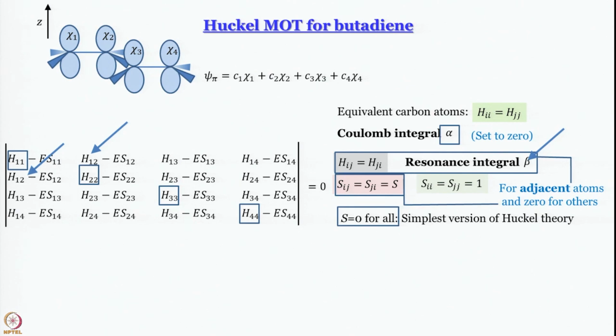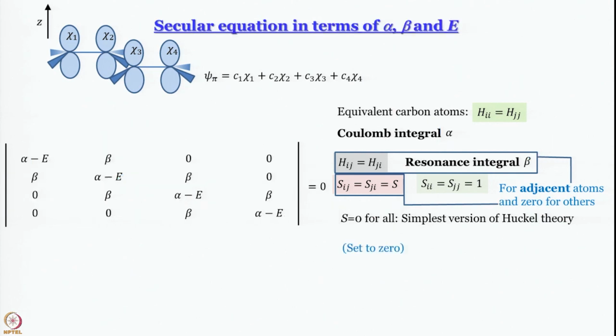Then 1 and 3 are not adjacent, so we do not bother. 1 and 4 we do not bother. 2 and 3 are adjacent to each other, so H23 is going to be beta in the 3,2 as well as 2,3 elements, and then 3 and 4 are adjacent to each other. So H34 is going to be beta in these 2 elements, right. So knowing this, you just substitute alpha and beta, and this is what you get.